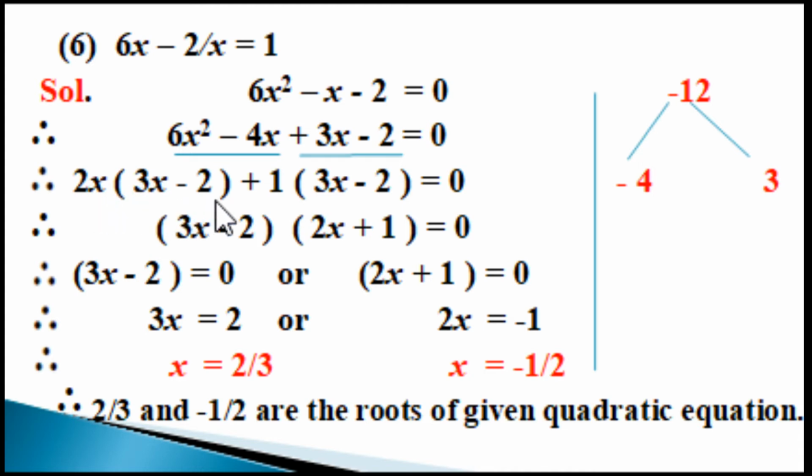2x in a bracket, 3x minus 2. Here common is 2x, here common is 1. 3x minus 2 in bracket. Then 3x minus 2 and 2x plus 1. 3x minus 2 is equal to 0 or 2x plus 1 is equal to 0. So 3x is equal to 2, x is equal to 2 upon 3. Here 2x is equal to minus 1 and x is equal to minus 1 upon 2.